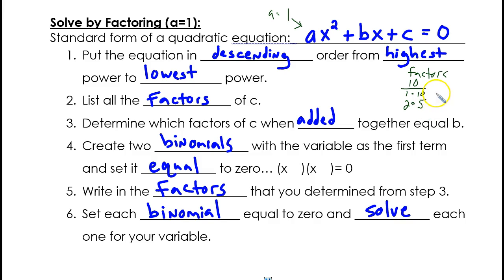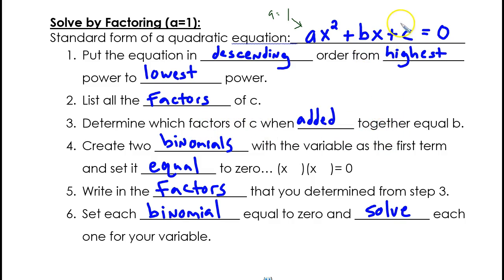But we also have to think about -1 times -10 and -2 times -5. Those would also be factors because they would multiply to give us 10. So we're going to be looking at both positives and negatives, and the quadratic will tell us which of these we need to focus in on. Let's clear that out. So once we list out the factors of c, the constant term, we'll determine which factors of c would add together to give us b.